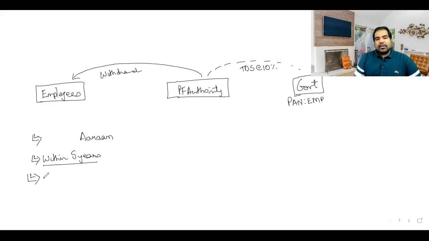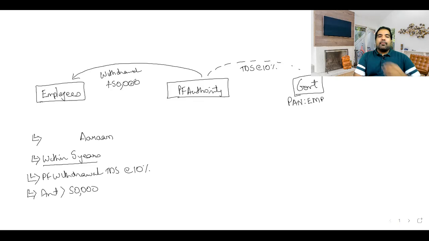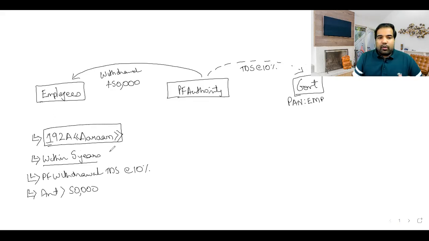So what is the TDS rate, guys? On PF withdrawal within 5 years, the TDS rate is 10%, but only if the amount is greater than 50,000. So if the withdrawal is more than 50,000, then on the entire amount, they will deduct TDS at the rate of 10% and pay to the government. That is section 192 employees, and A is Aram. So 192A is Aram. That is the section number. If you withdraw within 5 years your recognized provident fund, what about your SPF? SPF is always exempt and URPF is always taxable. Anyways, so if you withdraw within 5 years, your RPF, there's a small condition here. PF withdrawal, TDS is 10%, amount of 50,000.